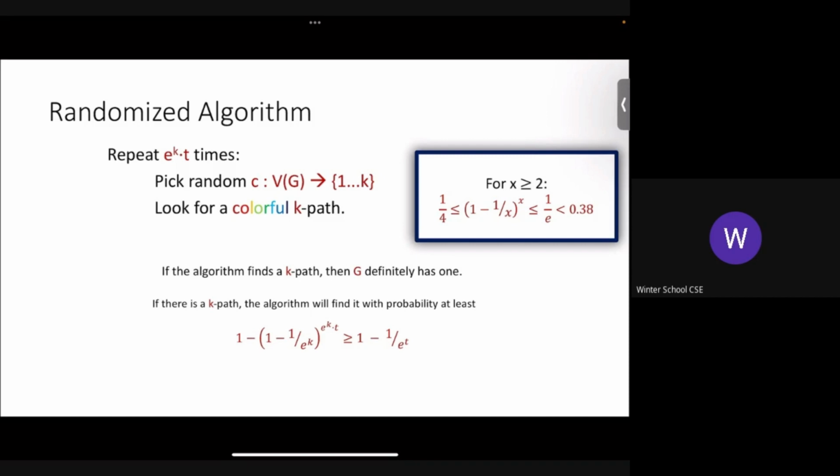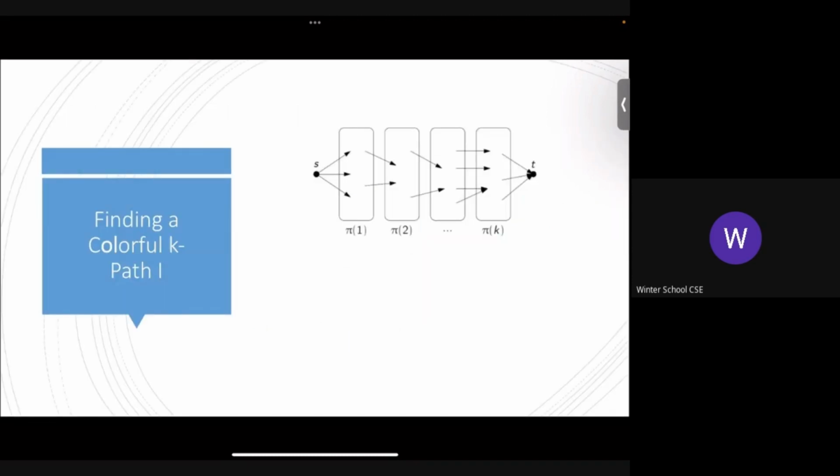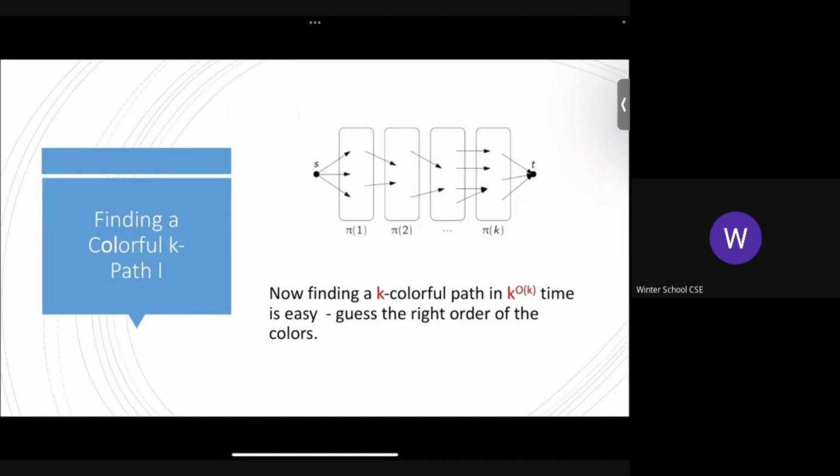But why is finding a colorful path easier than finding a normal path? Colors help. First of all, this immediately gives me an algorithm with running time k to the power k. So if I have a colored graph, and I'm looking for a colorful path.